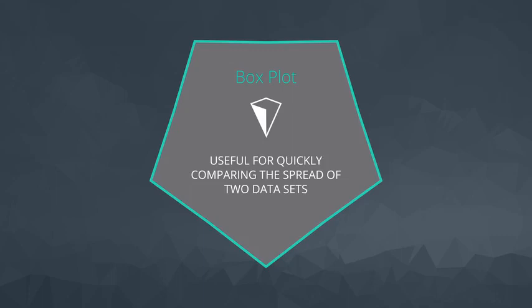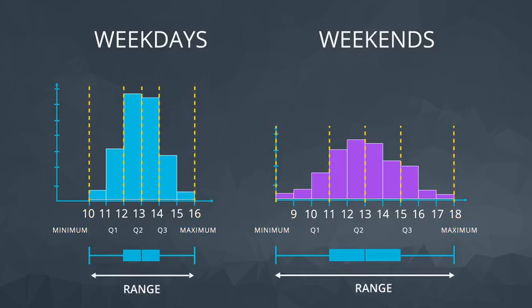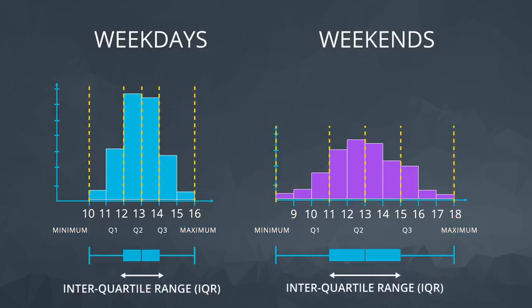From both the histogram and the five-number summary, we can quickly see that the number of dogs I see on weekends varies much more than the number of dogs I see on weekdays. We can also visualize the distance from here to here as the range, while the distance from here to here is the interquartile range. There are lots of useful metrics we can get from these box plots.